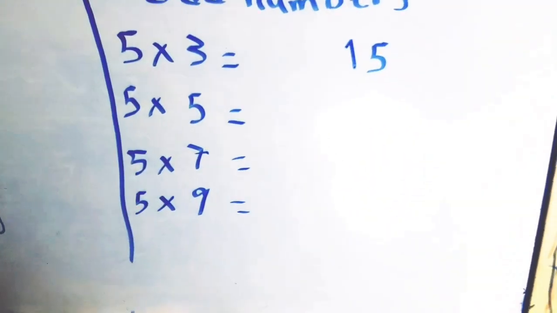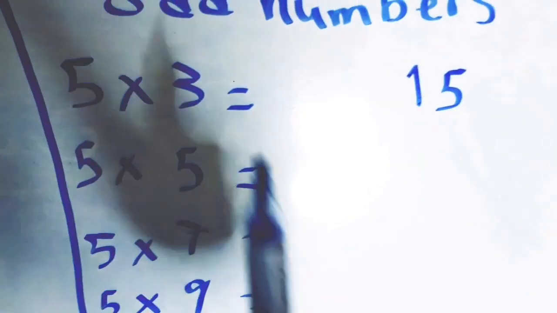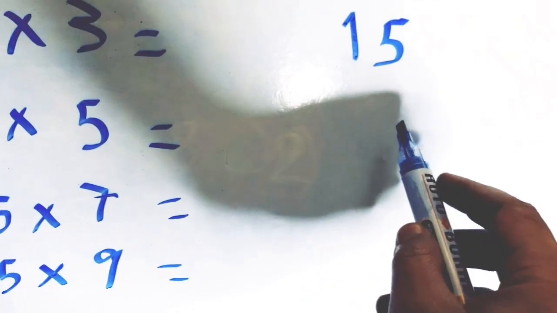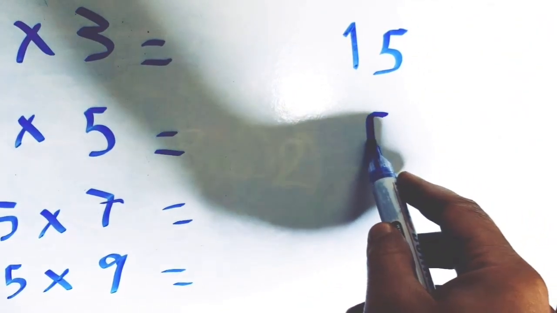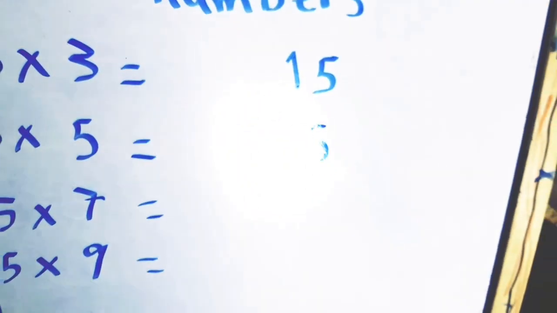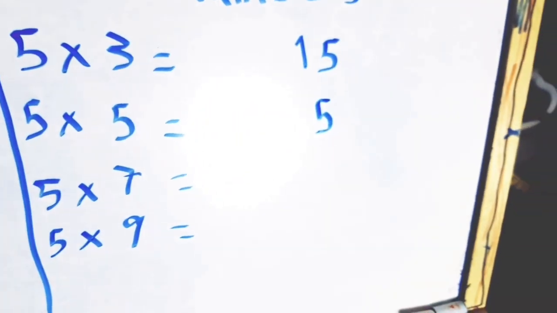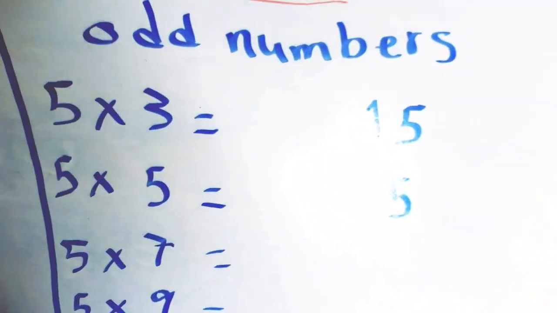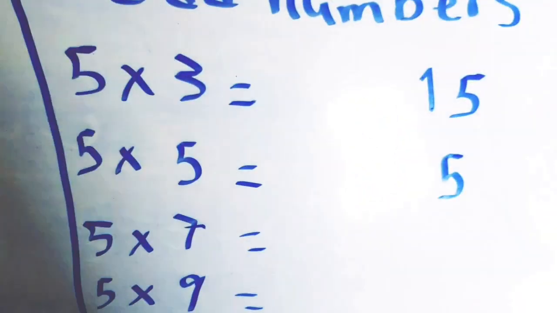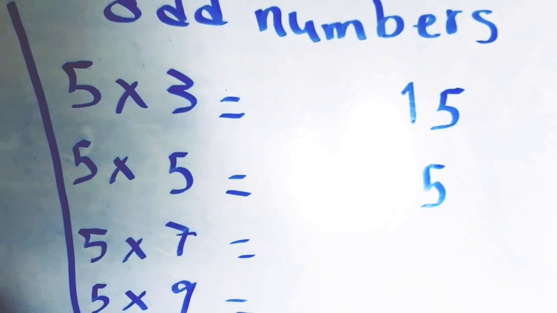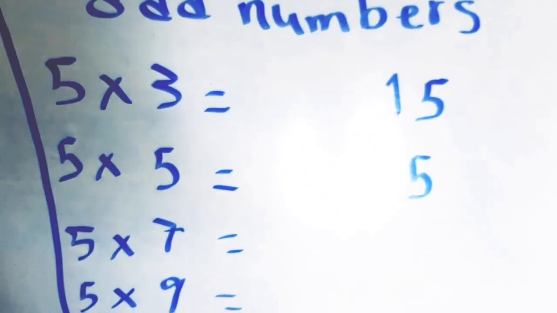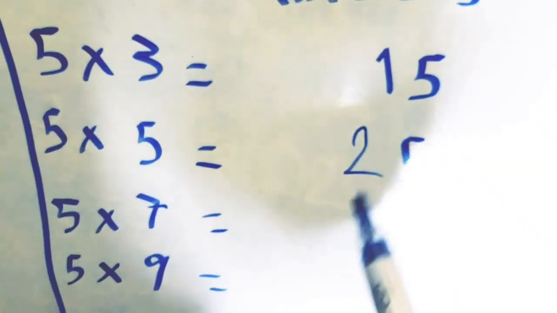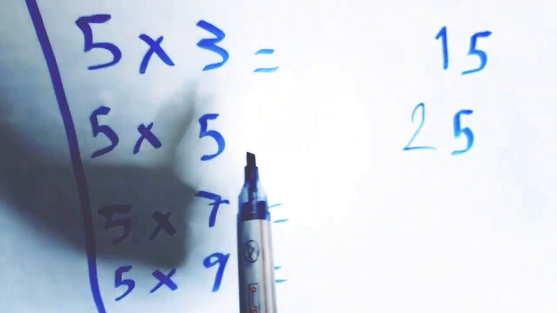5 times 5. 5 is multiplied by 5. 5 is an odd number, so we put 5 at the units place, as we have just said. After that, we look at the odd number. We subtract 1 from the odd number. We subtract 1 from 5, so we have 4. We divide 4 by 2. 4 divided by 2 equals 2. So 25 is the multiplication product of 5 times 5.